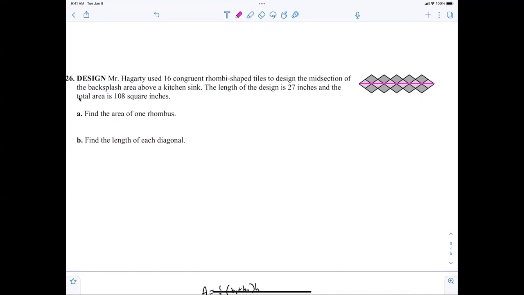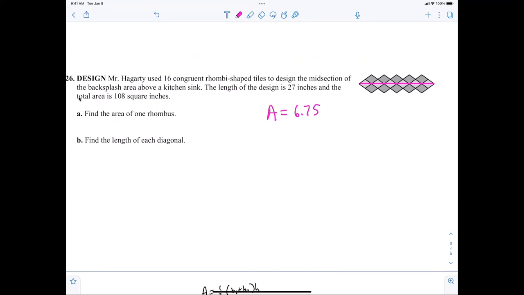Same, I got 6.75. So if you take 108 and you divide it by how many? 16, right? So what's 108 divided by 16? 6.75. So we know the area of one is 6.75. Do you agree with that? Oh, that's the answer to A already. That was hard. I can see why that was a problem. Everybody agree? Now find the length of each diagonal.